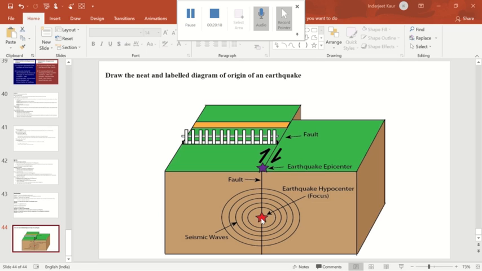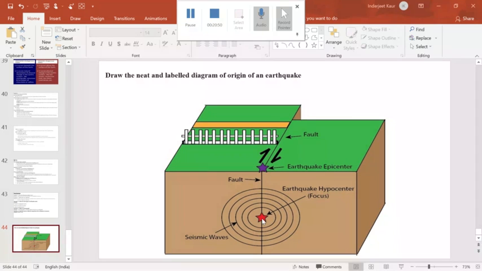So, this point where the earthquake starts is known as the focus. Through this star I try to show you. This is the place from where the earthquake started. That point is known as the focus, and exactly on the surface above the same star from where the earthquake started is known as the epicenter.